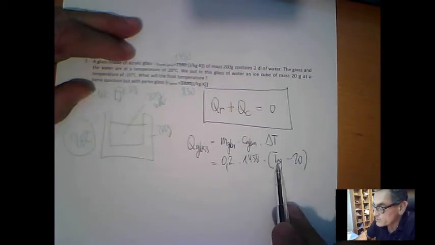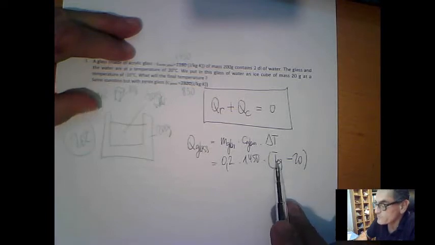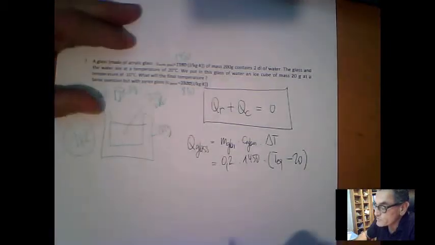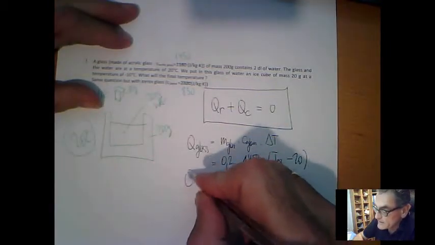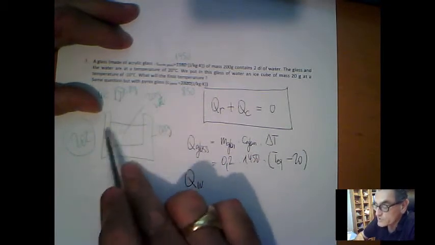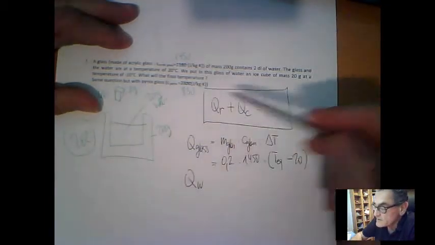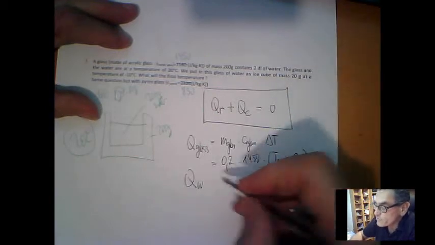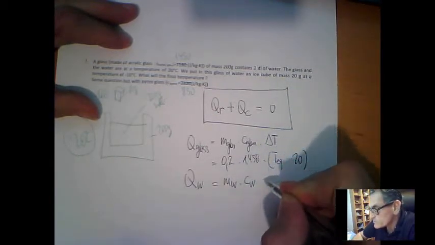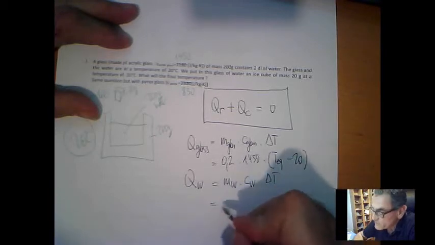So it's the final temperature TEQ, because we don't know it yet, we need to compute it, minus the initial temperature 20. Okay, and we will have a similar term for the water, which is inside the glass. It's similar because we have the same quantity of water. So it's the mass of water times the C of water times the delta T for the water.